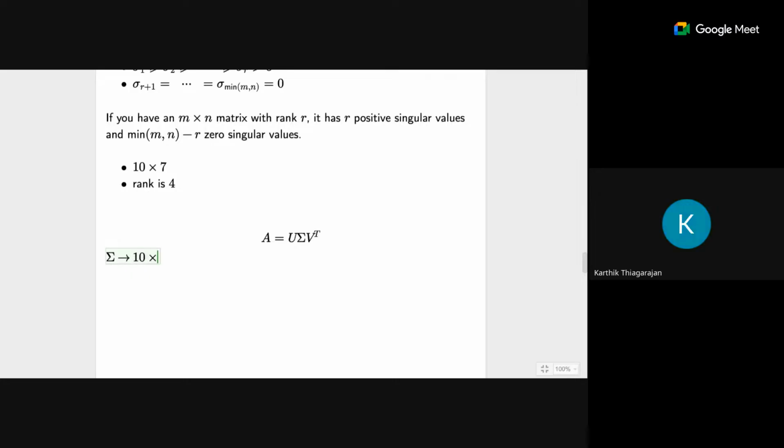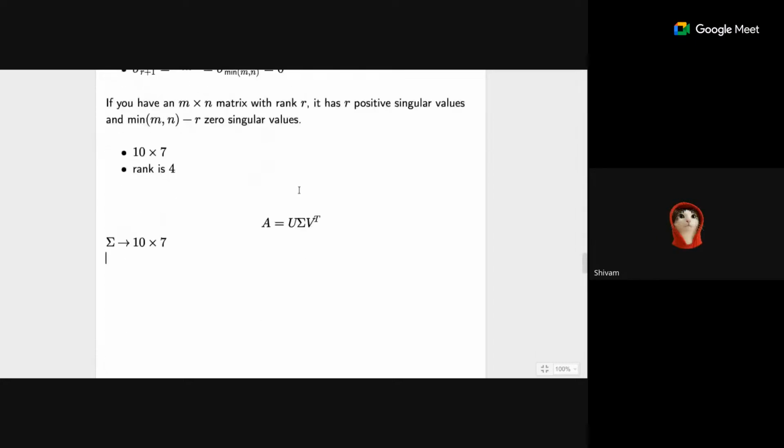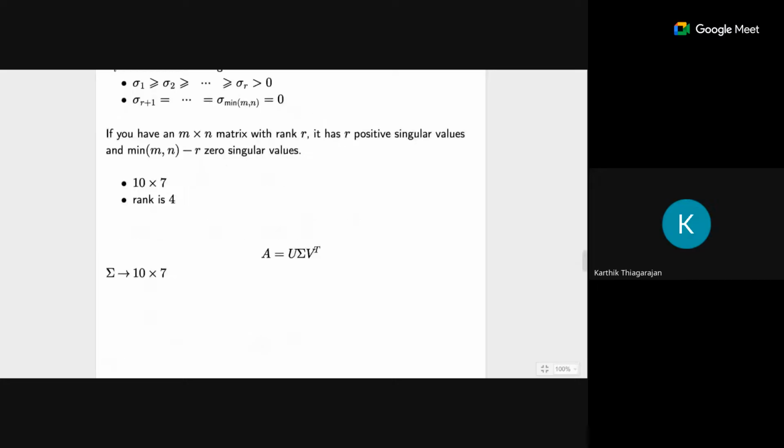10 by 7. This is also 10 by 7. Okay, so sigma should be a square matrix, right? 7 cross 7. Sorry, sigma should be a square matrix, right? No, sigma is not a square matrix, so it is actually m cross n.